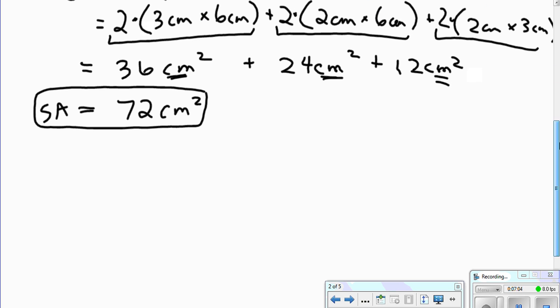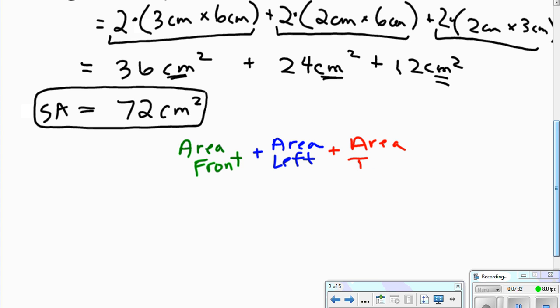The other way we could do it is we could notice that every single shape got doubled. So we could say we're going to find the area of the front, plus the area of the left side, plus the area of the top, and we're going to double that to find the full surface area. Okay, and so that would look something like this.